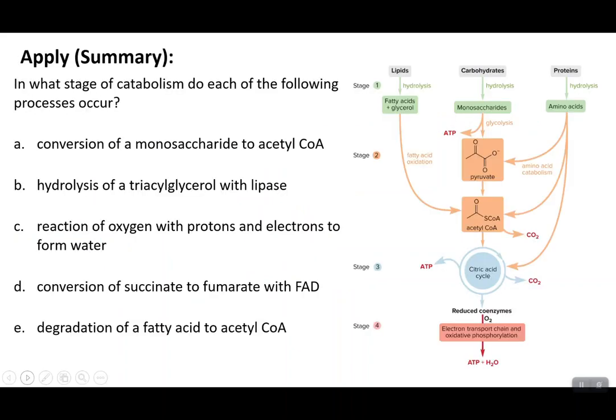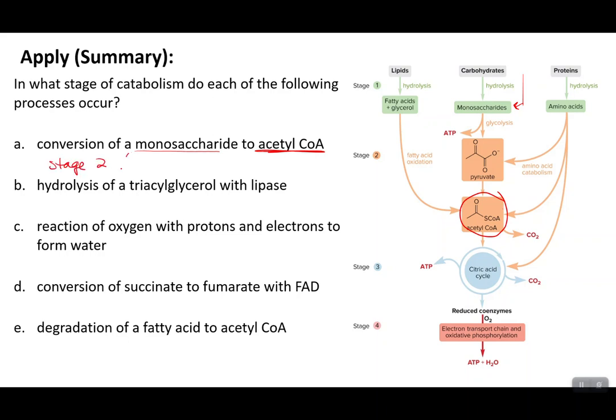Okay, lastly, let's go ahead and answer these questions in order to summarize all of the catabolism information that we have covered so far. Okay. So in what stage of catabolism do each of the following processes occur? Right, so here, conversion of a monosaccharide to acetyl-CoA. So acetyl-CoA, again, is that molecule that is feeding into the citric acid cycle. So that acetyl-CoA is the product of stage 2. So if we look at our roadmap here, we see we have monosaccharides here. And this is being converted to acetyl-CoA, which is right here. So this means that this is happening in stage 2.